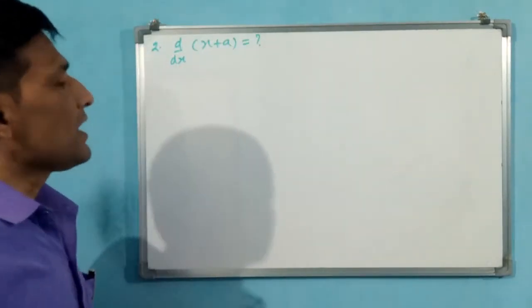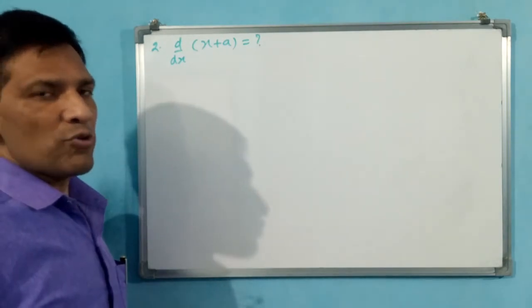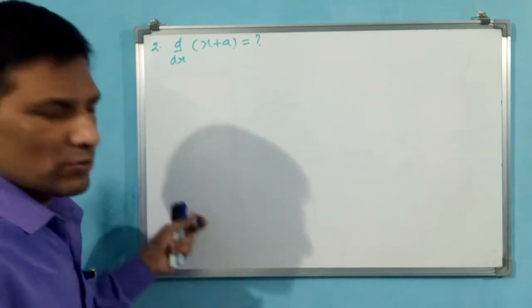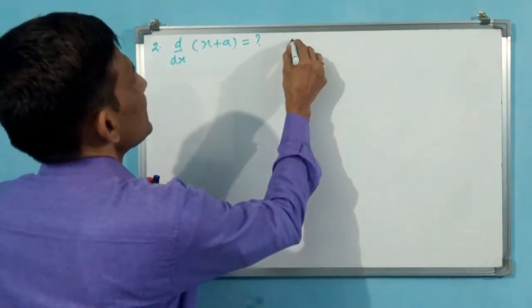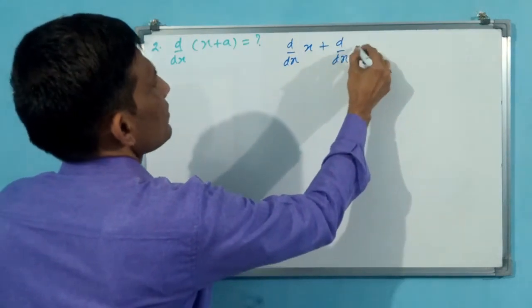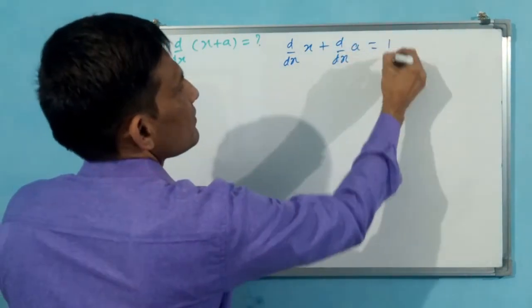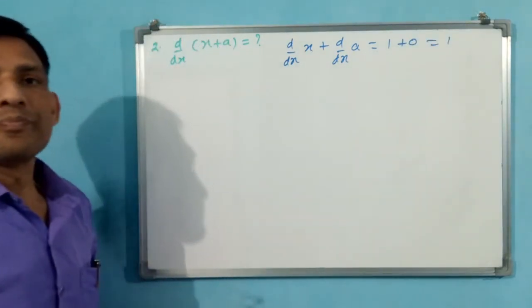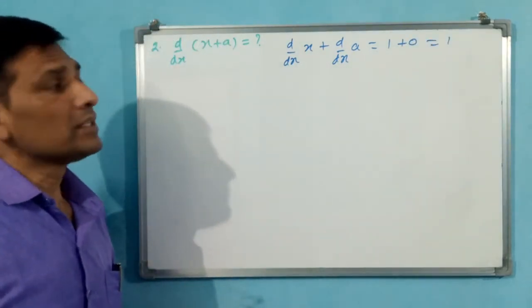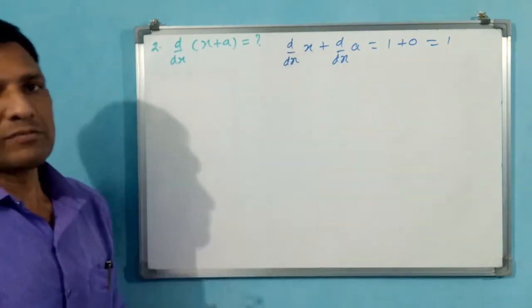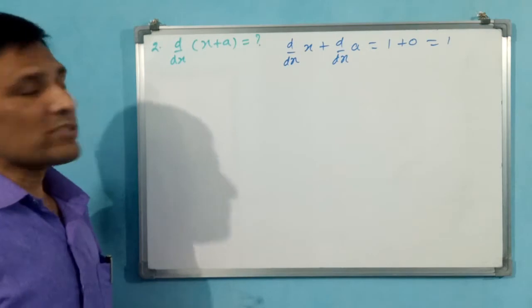You see here, what is the answer for this? Now you need not go for first principle. Directly you can write d by dx of x plus a. Like this you write: d by dx of x plus d by dx of a, that is equal to d by dx of x is 1 plus 0, that is equal to 1. Is it okay? Definitely okay. A is constant. d by dx of x is 1. That's all. Let us go for the third question.